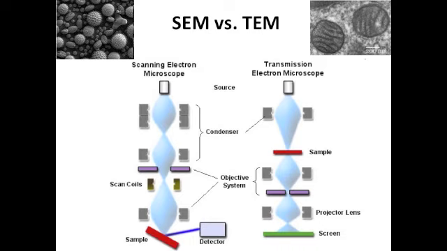You can see in the top left-hand corner the image of some pollen that has been taken with an SEM. And then there's the transmission electron microscope, the TEM. In this case, the electron beam is passed through the sample, and the result is a two-dimensional image. And you can see the mitochondria here on the top right-hand corner that was taken by a TEM.